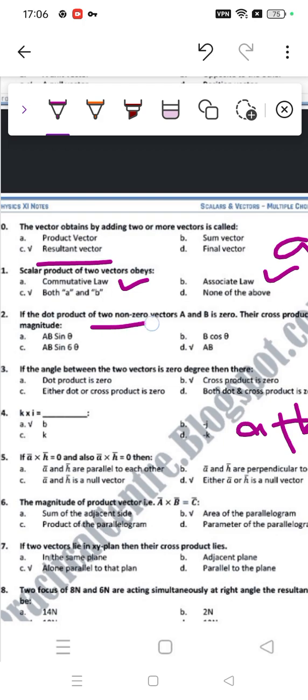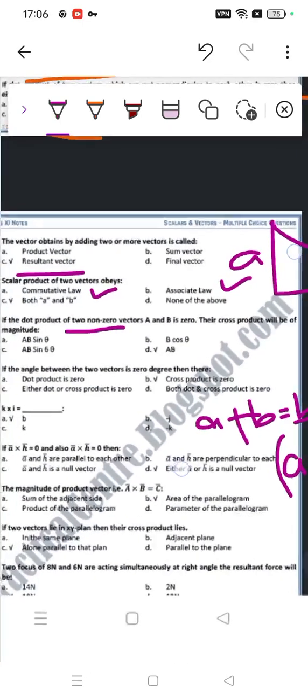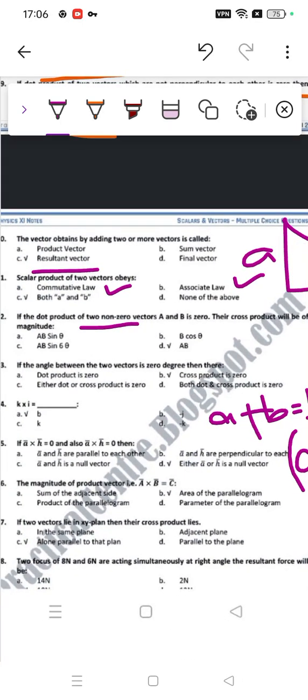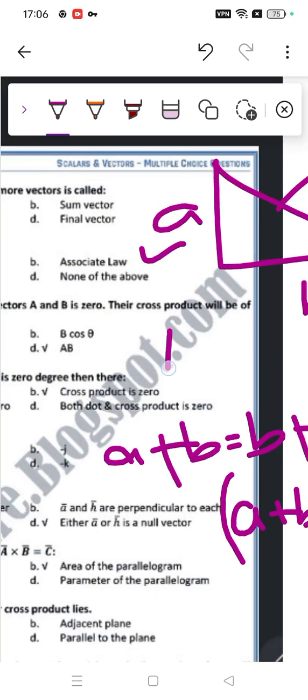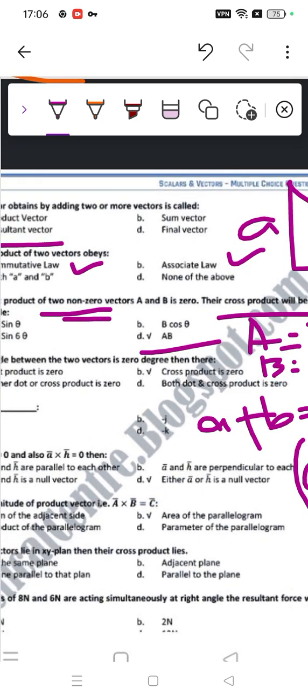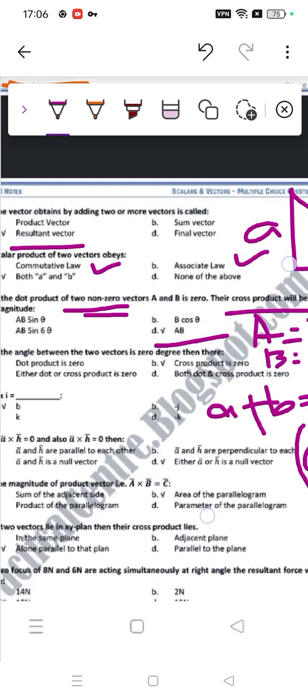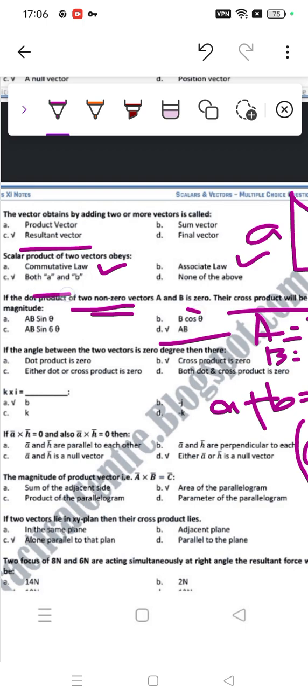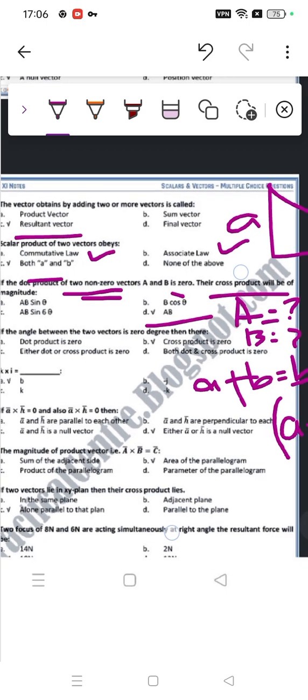If the dot product of two non-zero vectors a and b is zero, the cross product will be the magnitude of... If the dot product of two non-zero vectors, non-zero meaning they are not zero, so a is equal to something, b is also equal to something, the cross product will be simply ab, because they are two non-zero vectors, and a and b are simply zero. Dot product is simply finding their scalar quantities.